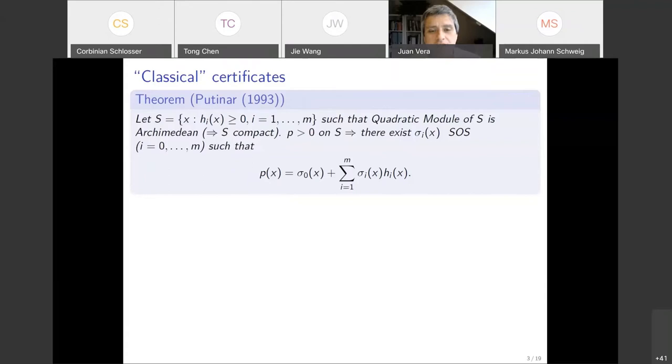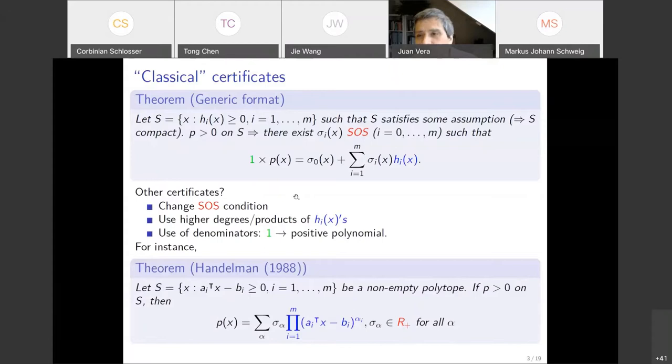And then the question is, what other kinds of certificates can we produce? Here I try to give the generic format of what I call the classical certificates. Usually we have some assumption on S, and those assumptions imply that S is compact, or at least for now I only worry about the case when S is compact. Putinar was about sigma being SOS, but we can change the SOS condition for some other kind of non-negativity condition. Then we can add a denominator, which will be a positive polynomial. We can also add more complex expressions with the h_i: we can add products of the h_i, and in particular higher degrees of the h_i.